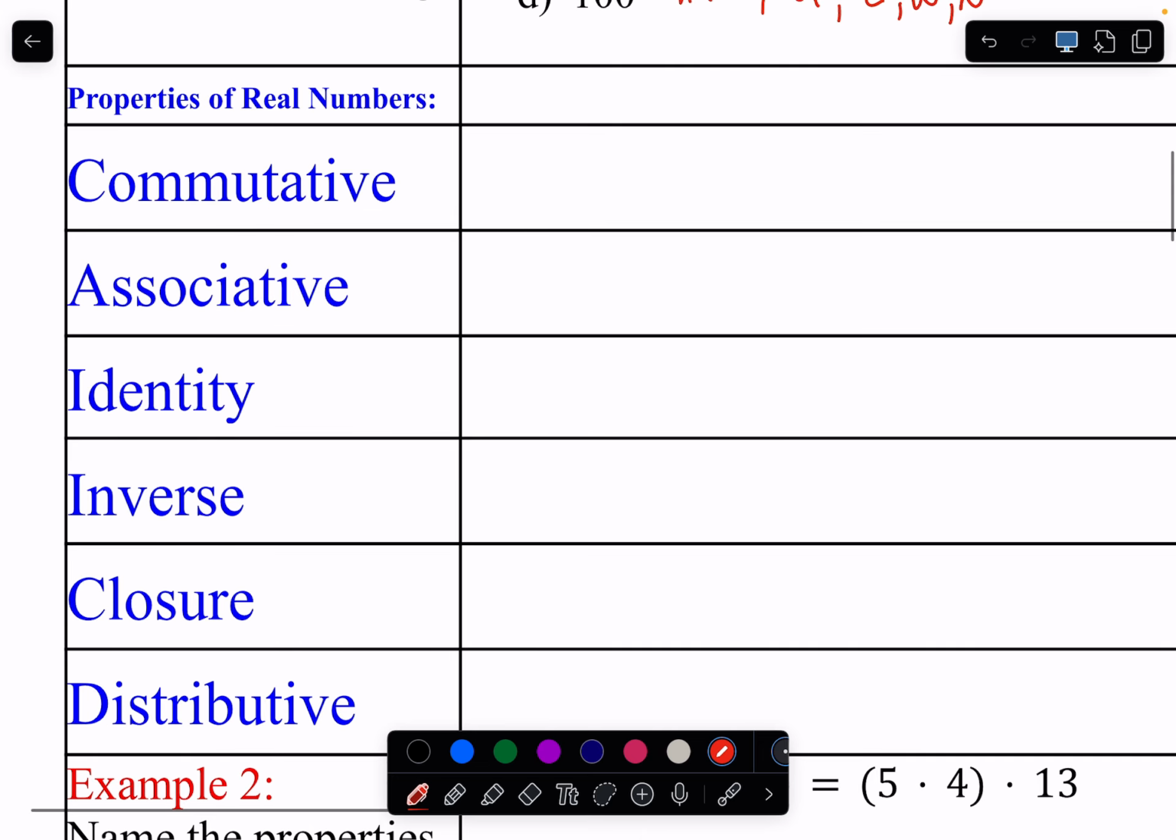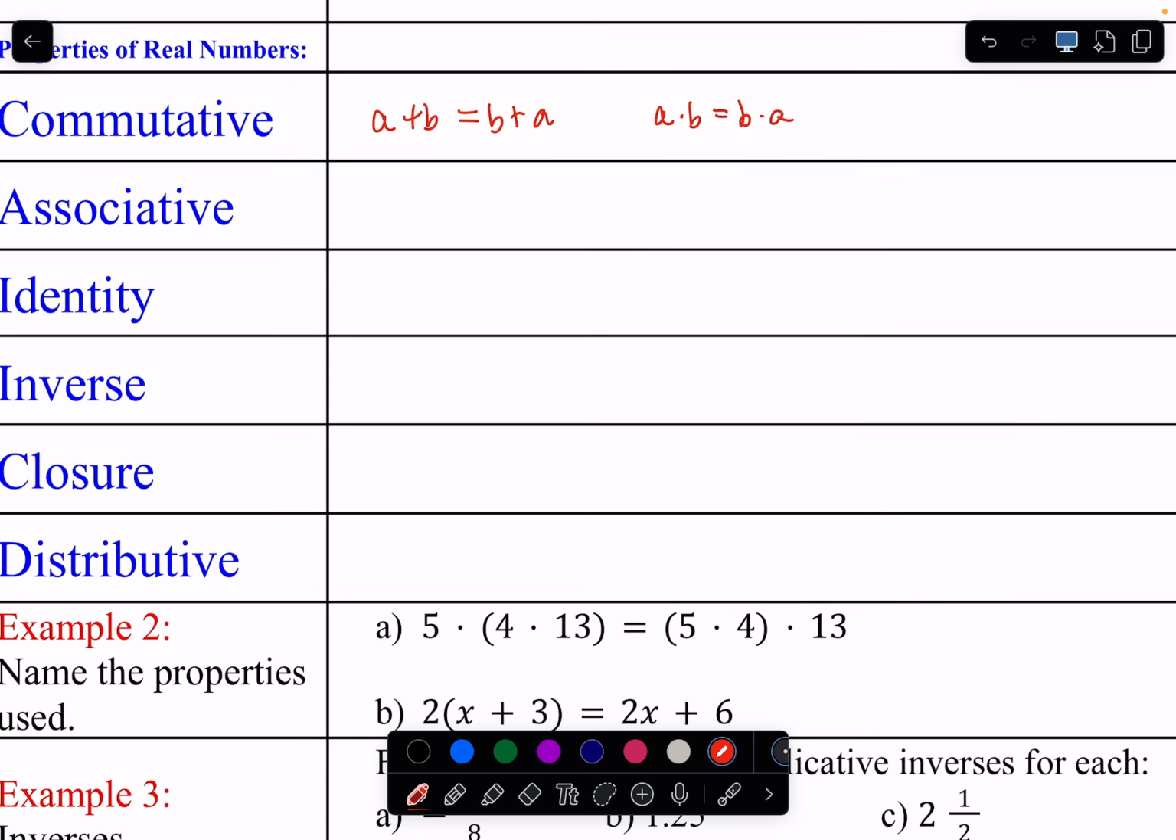Commutative property. That is A plus B equals B plus A. There's an additive commutative property. There's a multiplicative commutative property. 2 times 3 is the same as 3 times 2. We instinctually know the commutative property.